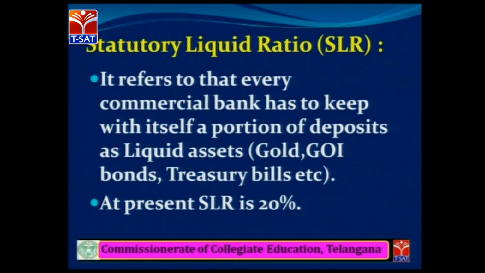Now let's get to know about statutory liquid ratio. Statutory liquid ratio means each and every commercial bank must keep liquid assets such as gold, bonds and security bills, etc. So it must be kept in liquid form, either gold, or GOI bonds, or treasury bills. At present, the statutory liquid ratio is 20%. That means 20% of each and every commercial bank's reserves, such as gold, etc., must be kept within the account which they have within the RBI.